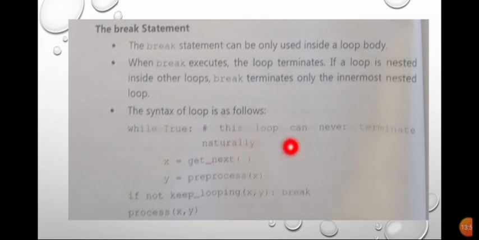While True, this loop can never terminate naturally. Okay, so you know that I explained in the last video, while never terminates. x = get_next(), y = process(x). If not keep_looping(x, y): break. If this condition is not satisfied, then keep looping. Otherwise it breaks.